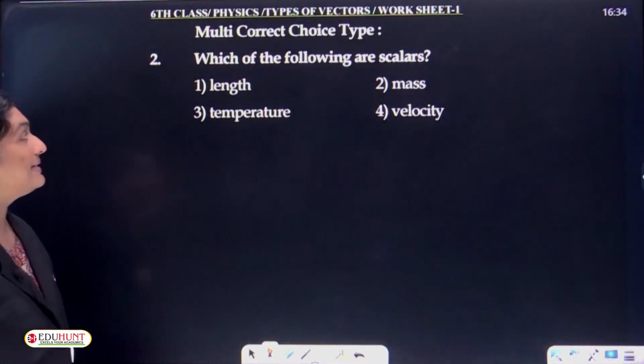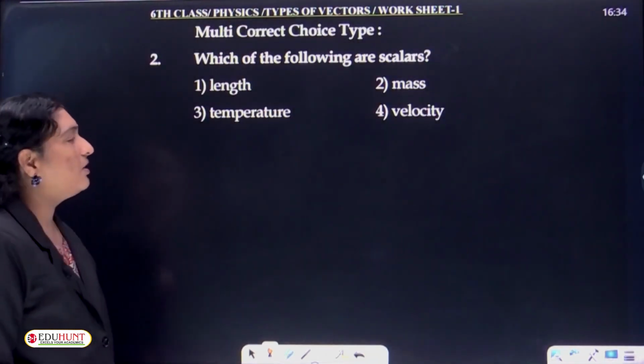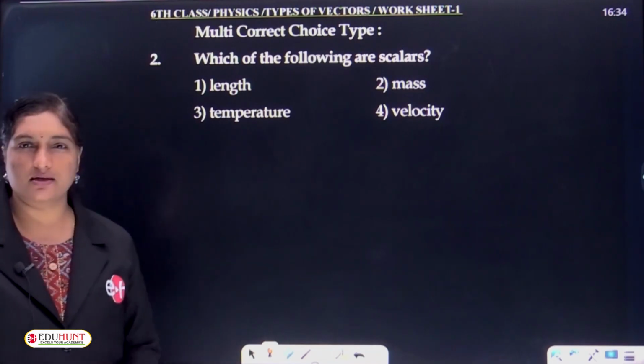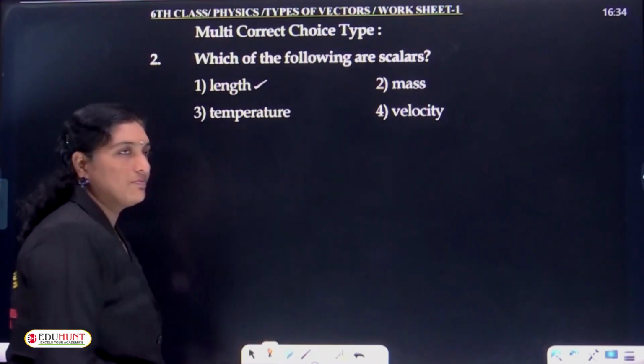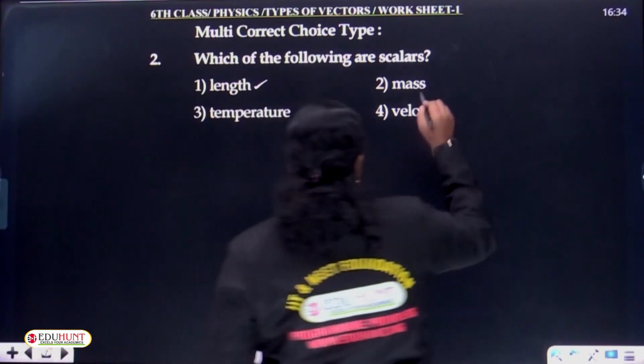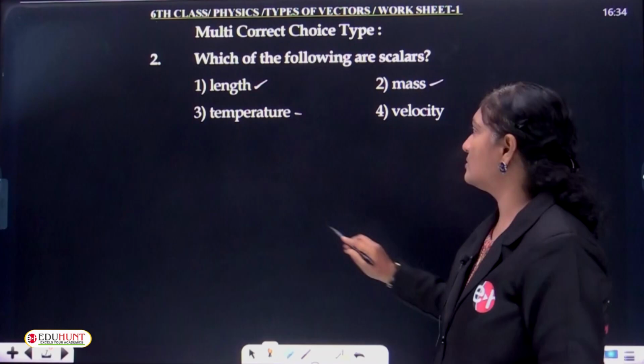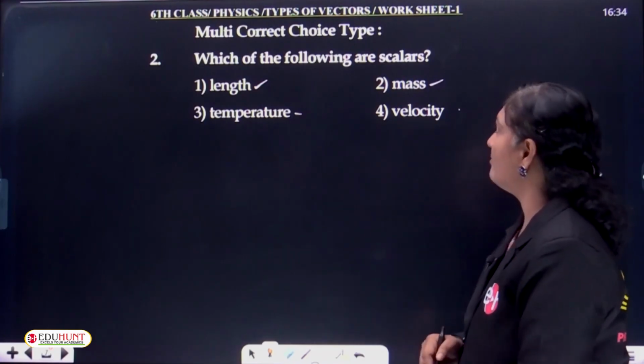Moving with the next one, multi-choice correct. Which of the following are scalar? As we have considered a few examples of a scalar: length, of course, is a scalar which has only magnitude and no direction. Mass is also a scalar. Temperature is also a scalar. But velocity is a vector quantity.